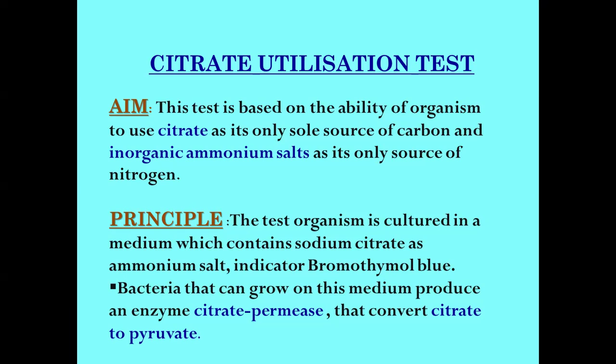Those organisms are able to produce a citrate permease, which allows the citrate into the cell, and so it converts citrate into pyruvate. This color change, or this organic compound conversion, we are confirming by the pH color change. This test we are performing in citrate agar medium.